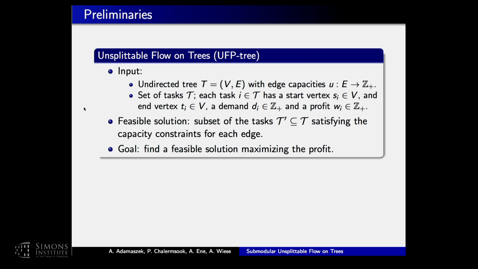That is, if we look at any edge in the tree, if we look at all the chosen tasks that are using this edge, then their total demand does not exceed the capacity of the edge. And the goal is to find a feasible solution maximizing the profit.